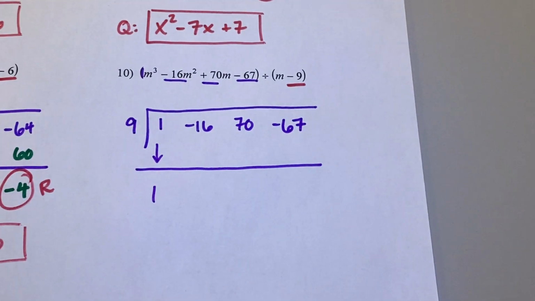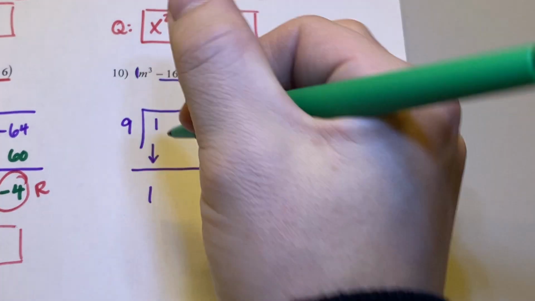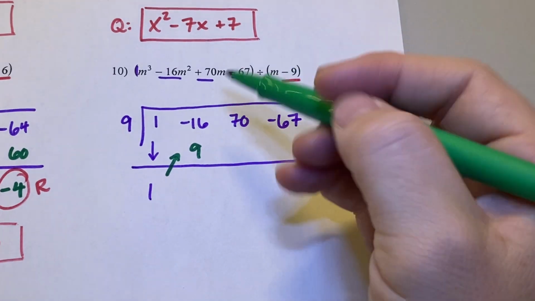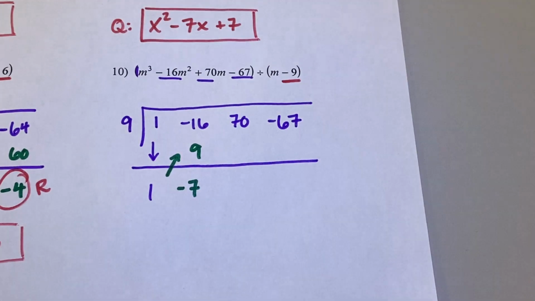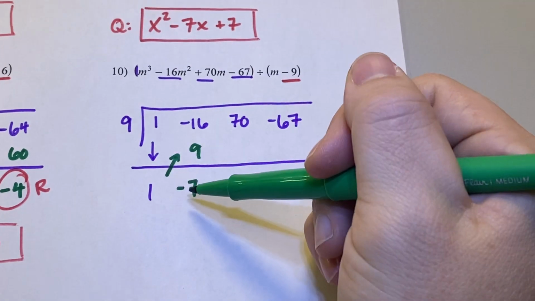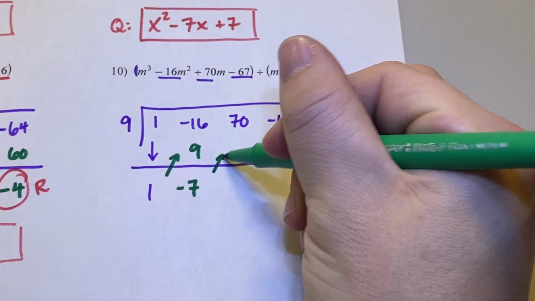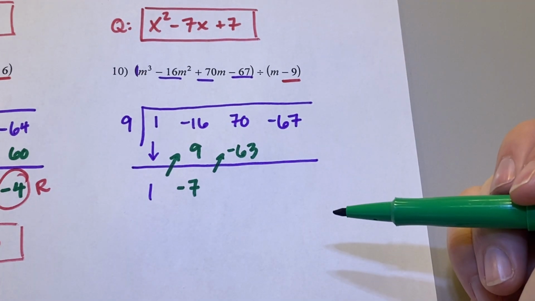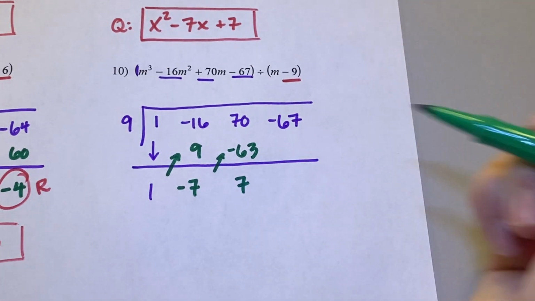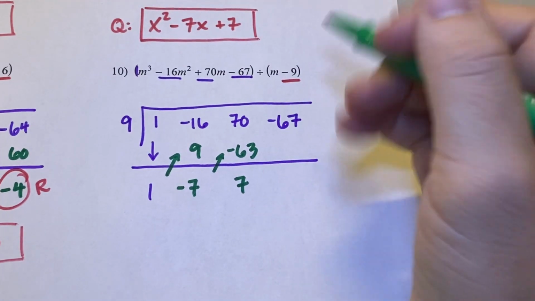Drop our first guy. Outside means we multiply. What's 9 times 1? Positive 9. Negative 16 plus 9? Negative 7. On the outside means we multiply. Negative 7 times 9? Negative 63. 70 minus 63? Positive 7. 9 times 7? Positive 63.